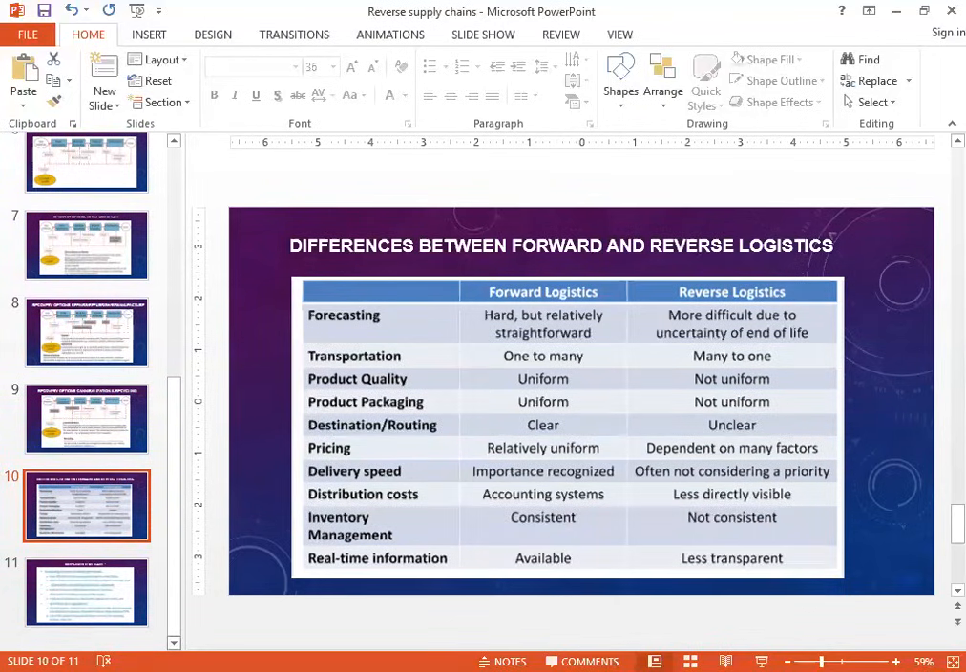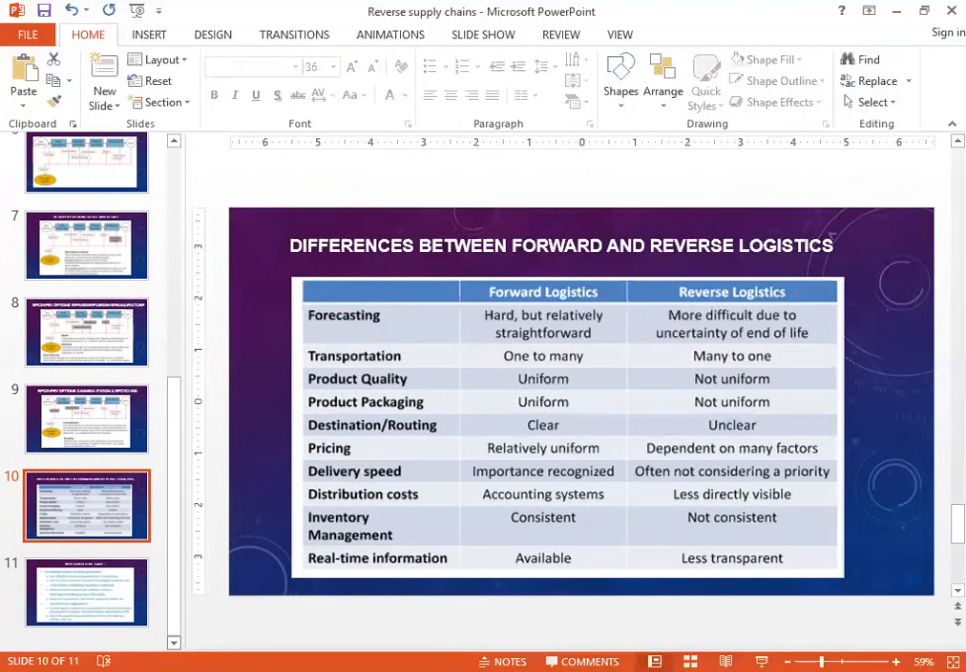The transportation, usually it's from one company to many consumers. Here it's the opposite. Many consumers are sending it back to the company. The product quality, once you receive the goods, it's not going to be standard, it's going to be different. The product packaging that you receive the goods back in is not going to be uniform. People will be sending it back in different ways. The destination that it will be coming back to the company in is going to be unclear. It's very hard to figure that out upfront.